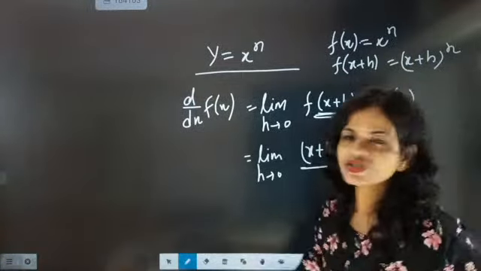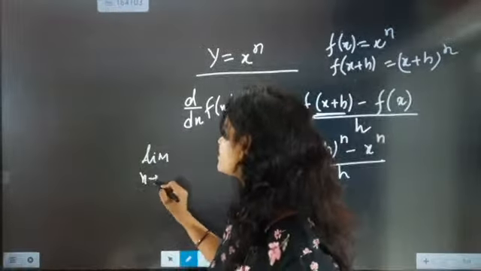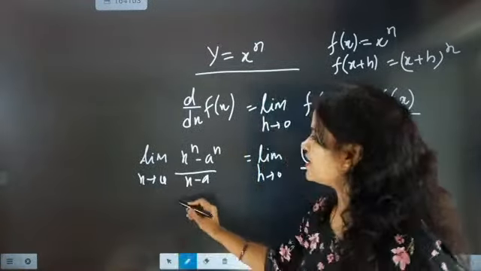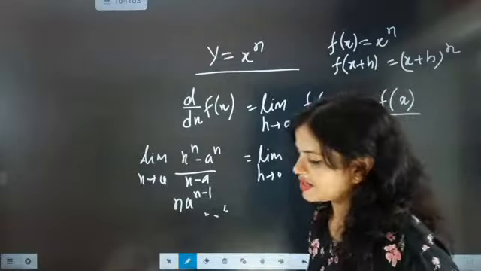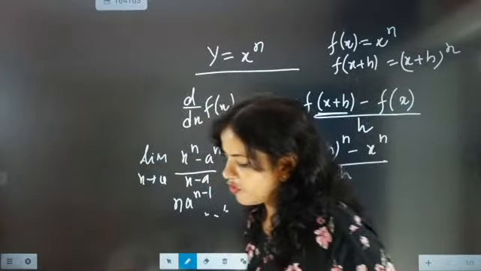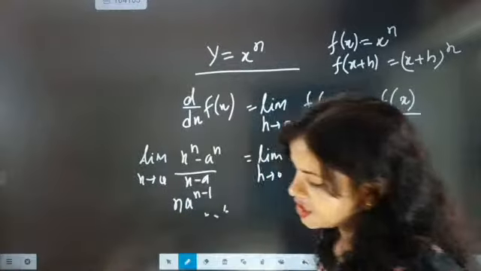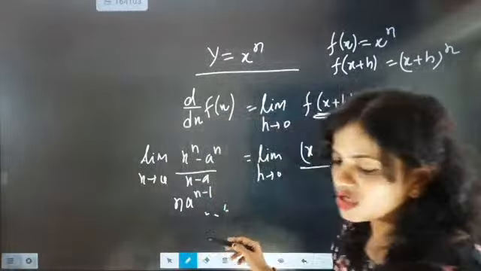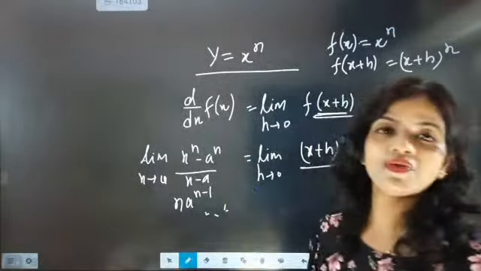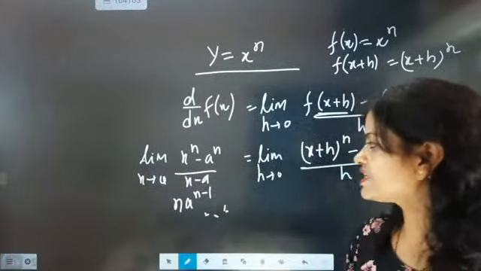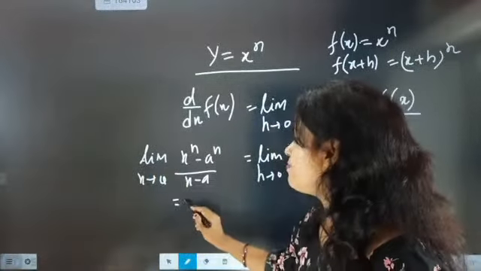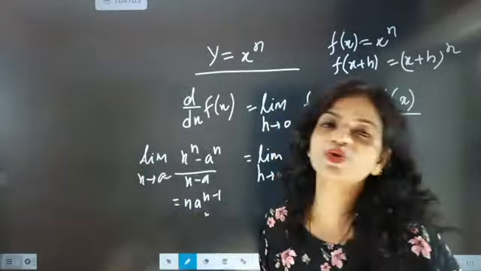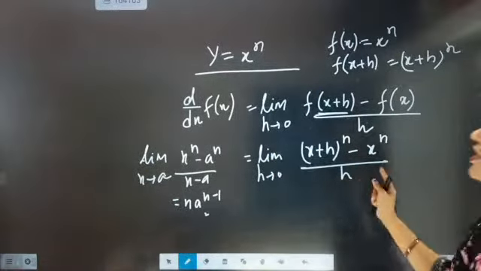Now beta, one formula was there. That formula was the limit x tends to a of x to the power n minus a to the power n by x minus a, which equals n a to the power n minus 1. This is the formula which we were using. So here also we have to convert it into this formula.